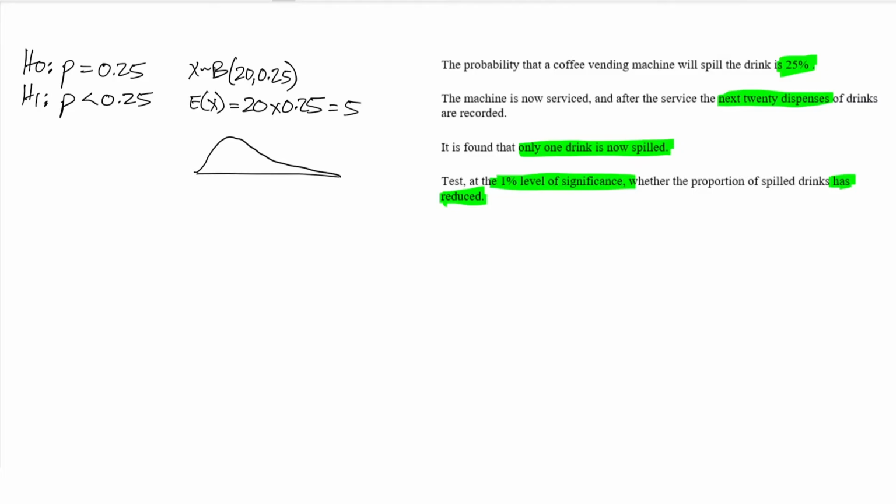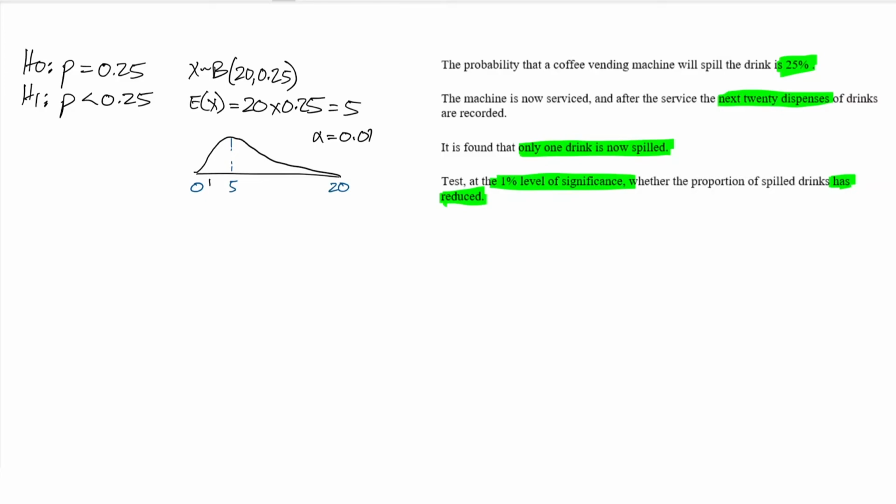We only saw 1 drink spill. Yes, it's lower than 5, but is it a significant result? I'm going to put that all on a diagram. So 5 is the expected, 0 is the minimum, and 20 is the maximum. Just a reminder, we have a significance level set at 1%. I always want to make sure you write down alpha. So 1%. And we're going to place 1 on this diagram.